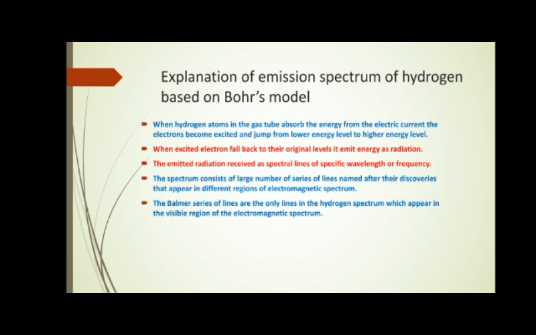Now have a look over the explanation of the emission spectrum of hydrogen based on Bohr's model. When hydrogen atoms in the gas tube absorb energy from the electric current, the electron becomes excited and jumps from a lower energy level to a higher energy level. And when excited electrons fall back to their original levels, they emit energy as radiation. The emitted radiation is received as spectral lines of specific wavelength or frequency.